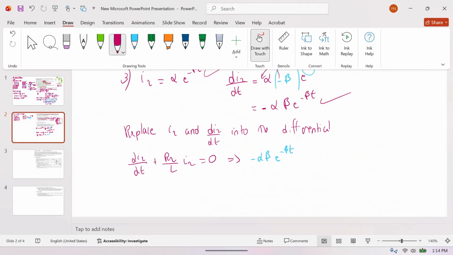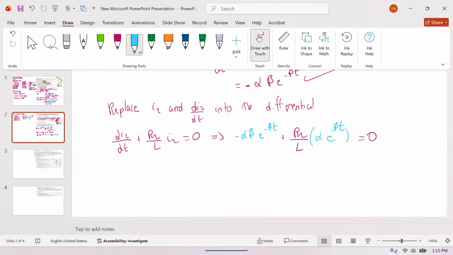I didn't put a parentheses like I always do because I don't have anything before the dI2 over dt, so it will stay the same. Plus R2 over L, the constants. I2, it's alpha E to the minus beta T. And the whole thing is equal to 0. Now, I remove the parentheses. This is the second step.